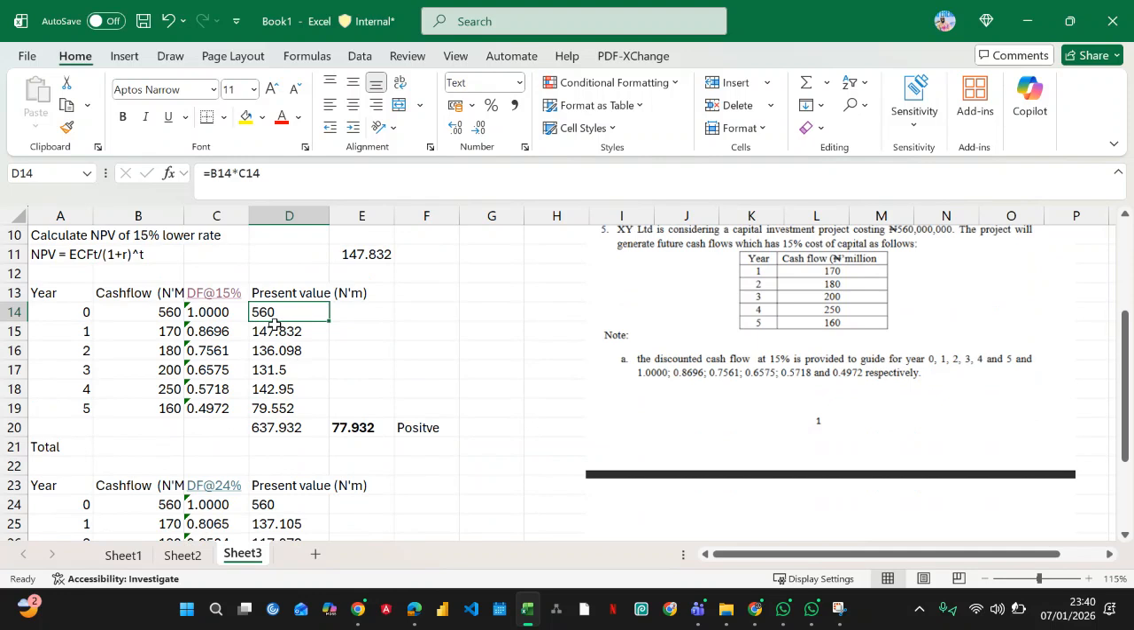You understand? Because it was those signs that affected what we are doing here. Initially, this 560-some million already has a minus sign on it, because it's money that is going out from you. So it has a negative sign already.